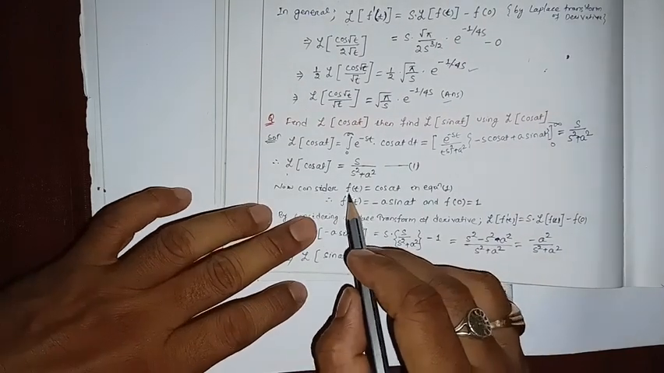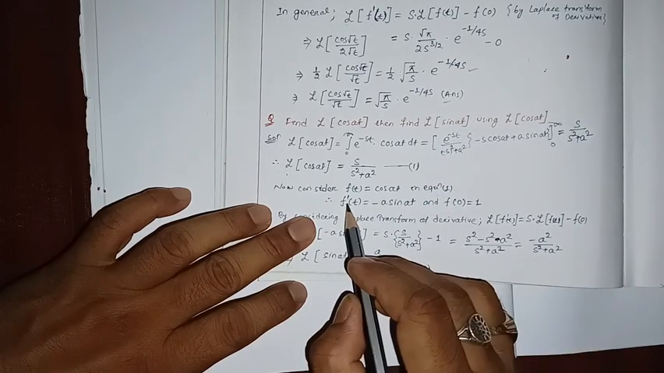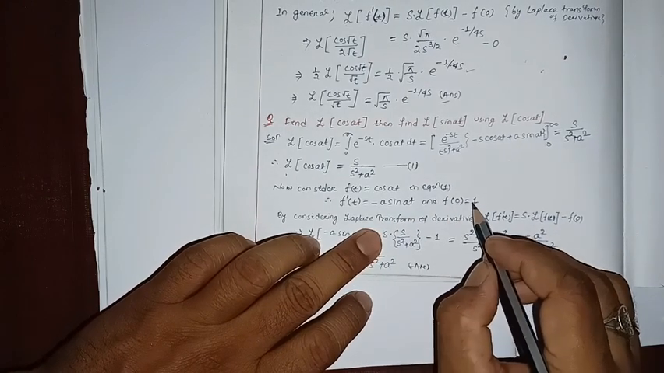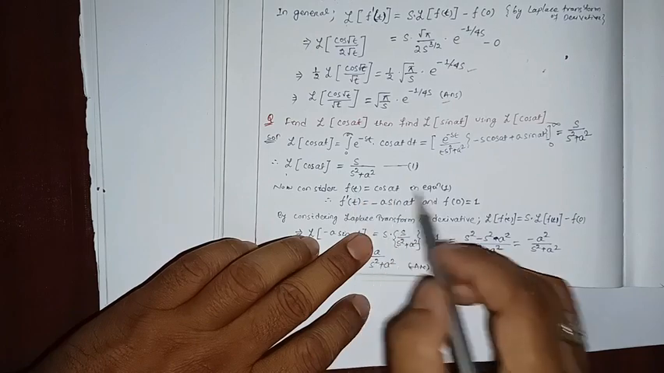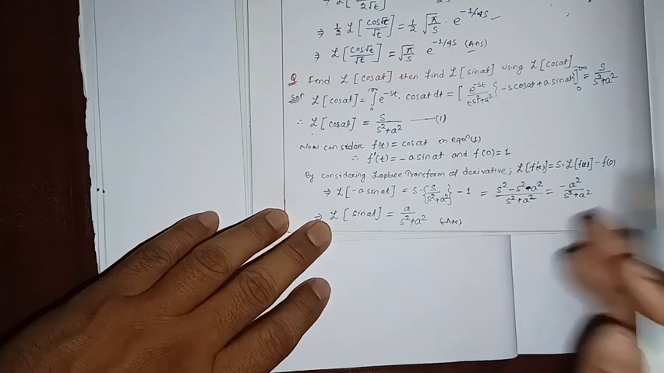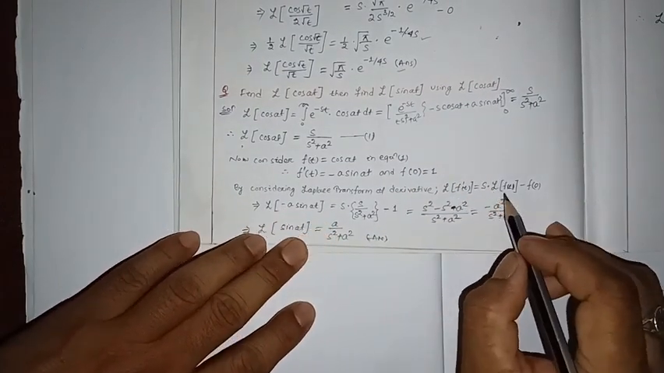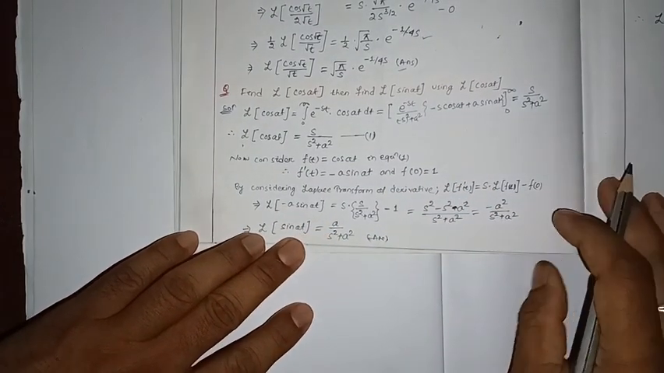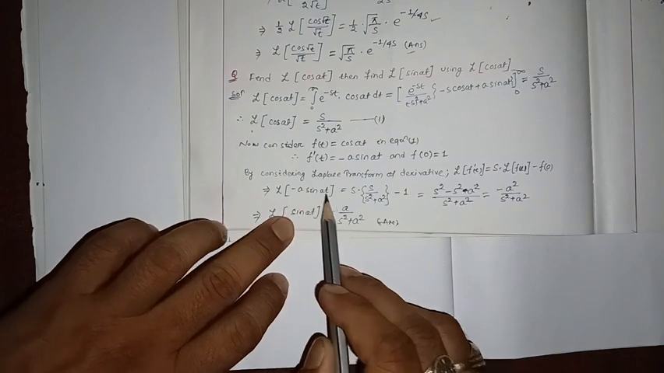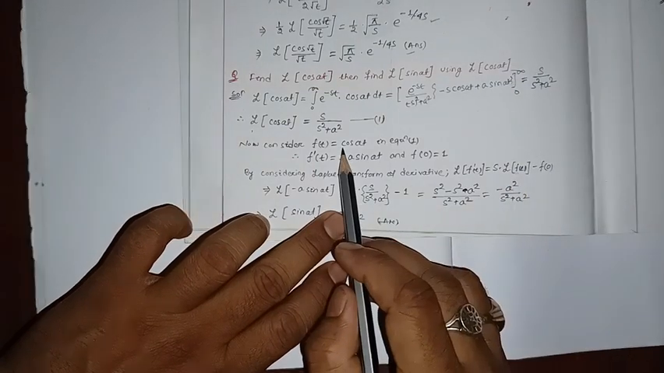Now consider f(t) as cos at in equation number 1, and f dash t will be minus a sin at, and f(0) is equal to 1, because cos 0 will be 1. Now we consider the Laplace transform of the derivative. In general, the Laplace transform of the first derivative of f(t) is s into the Laplace transform of f(t) minus f(0). That implies the Laplace transform of f dash t, which is minus a sin at, will be equal to s into the Laplace transform of f(t), we consider cos at.